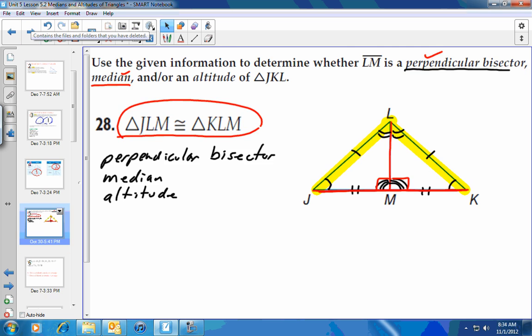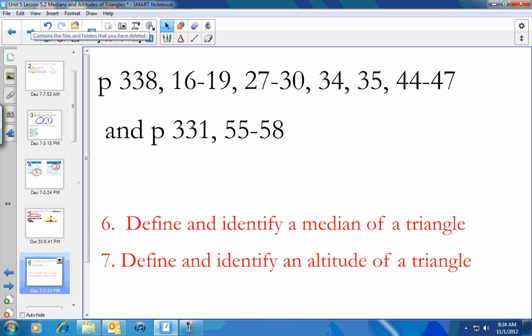All right, page 338. Do 16 through 19, 27 through 30, 34, 35, 44 through 47, and back up to the previous section and do 55 through 58.